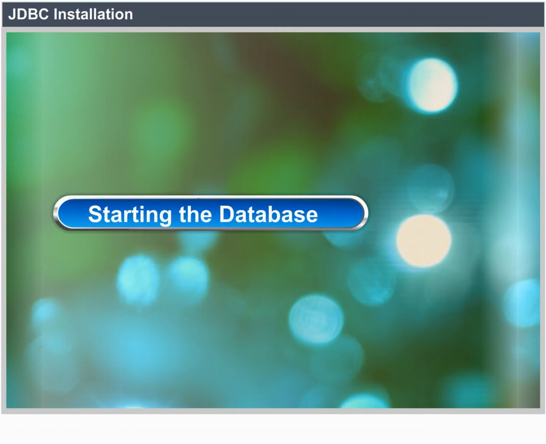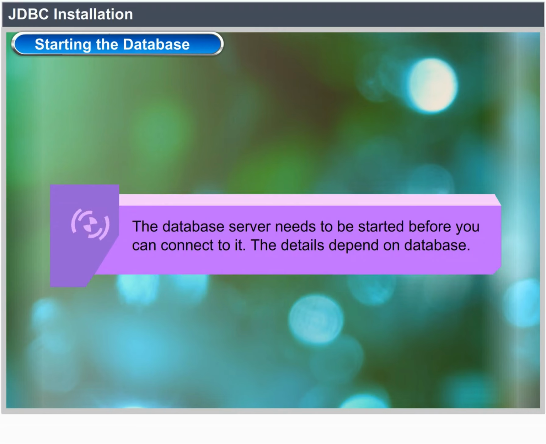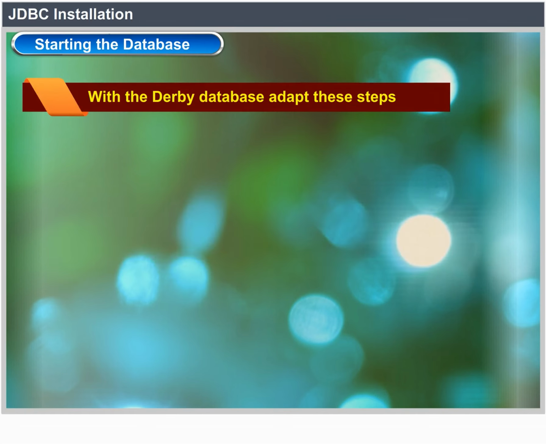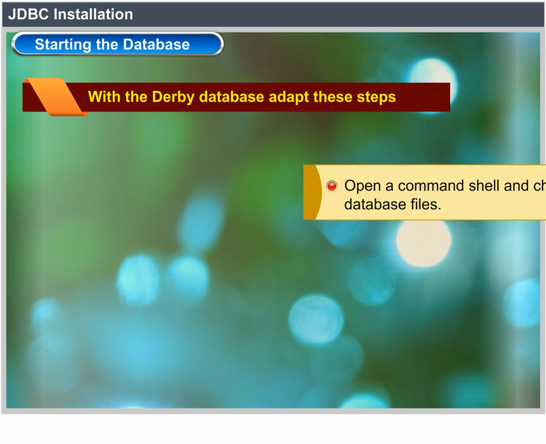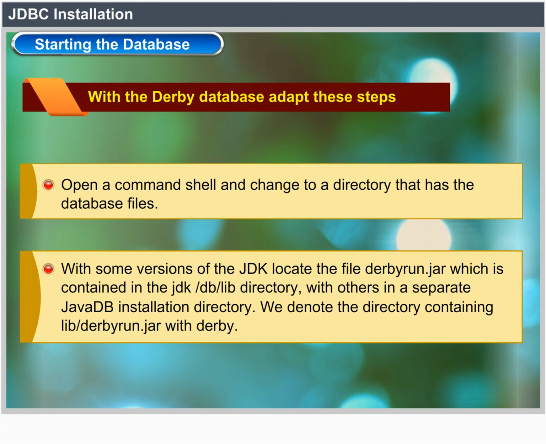Starting the database. The database server needs to be started before you can connect to it. The details depend on the database. With the Derby database, adapt these steps. Open a command shell and change to a directory that has the database files. With some versions of the JDK, locate the file derbyrun.jar, which is contained in the jdk/db/lib directory, with others in a separate Java DB installation directory.